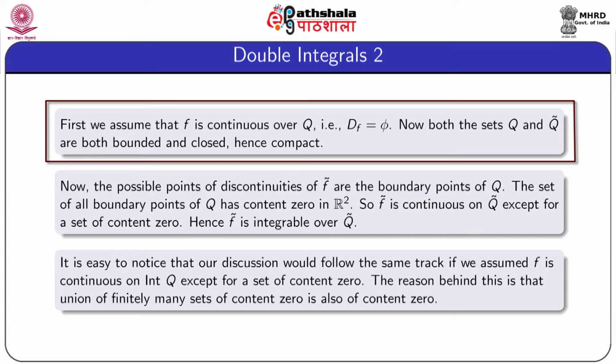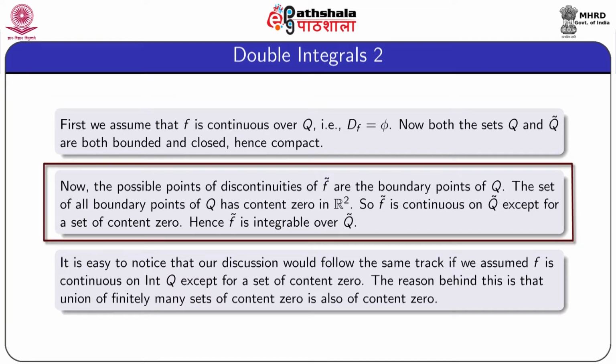First we assume that f is continuous over Q, that is, D f is the null set. Now both the sets Q and Q tilde are bounded and closed, hence compact. Now the possible points of discontinuity of f tilde are the boundary points of Q. The set of all boundary points of Q has content 0 in R2. So f tilde is continuous on Q tilde except for a set of content 0. Hence f tilde is integrable over Q tilde.